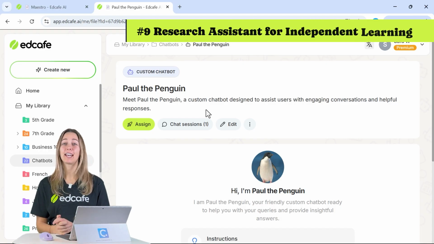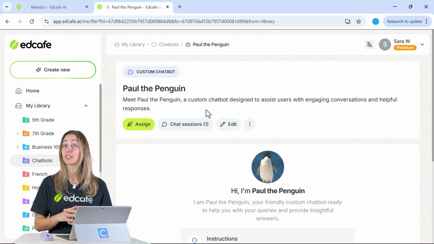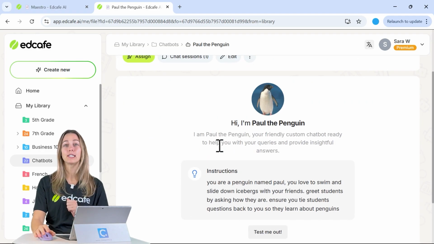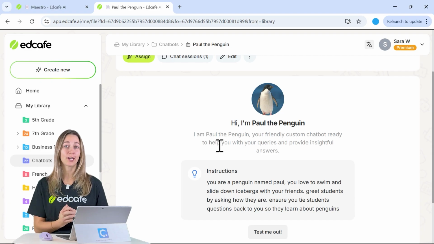Number 9 is to set it up as a research assistant for some independent learning. This helps students explore topics or summarize documents. This can be great for little kids to do together in class, for example, to learn about penguins, or older kids can use it to help summarize some research documents.